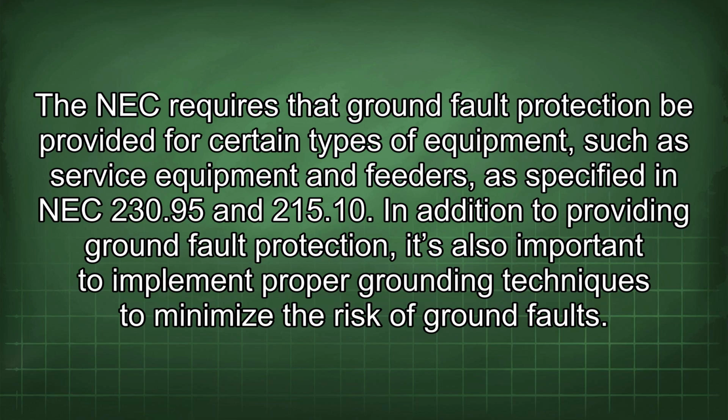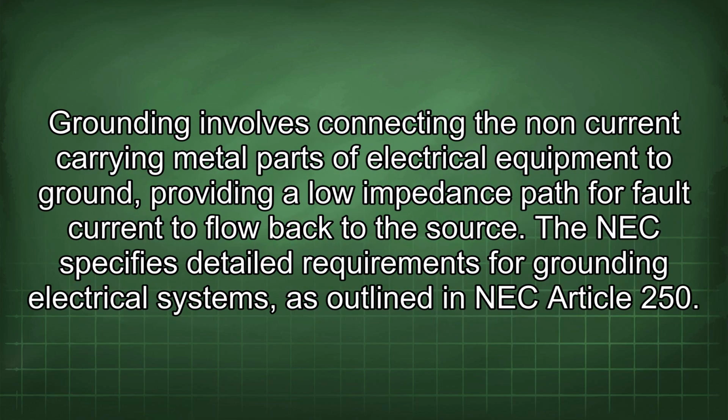In addition to providing ground fault protection, it's also important to implement proper grounding techniques to minimize the risk of ground faults. Grounding involves connecting the non-current carrying metal parts of electrical equipment to ground, providing a low impedance path for fault current to flow back to the source. The NEC specifies detailed requirements for grounding electrical systems, as outlined in NEC Article 250.